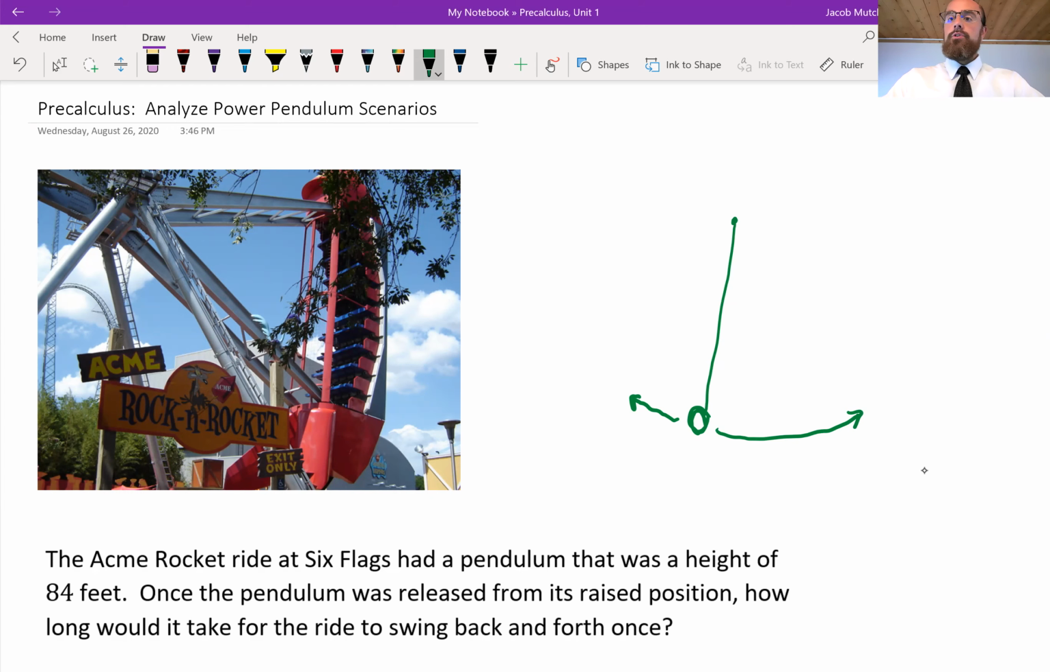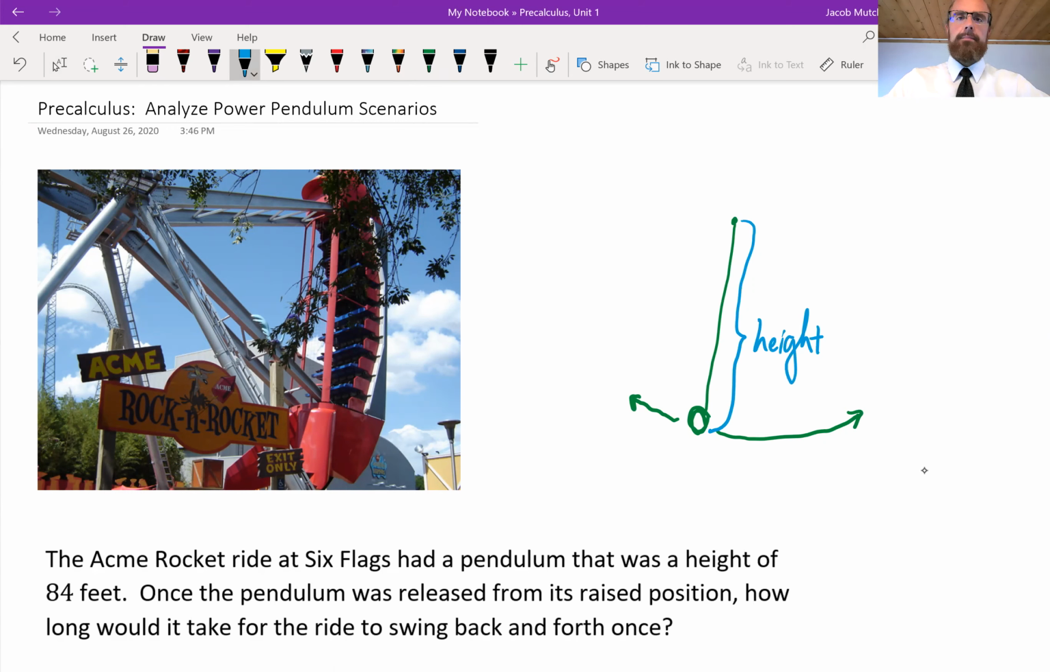Now we define two measurements on a pendulum. The first measurement that we define is the length of the pendulum. And that's from the fixed point down to the object. And usually that's a string or some kind of rigid stick.